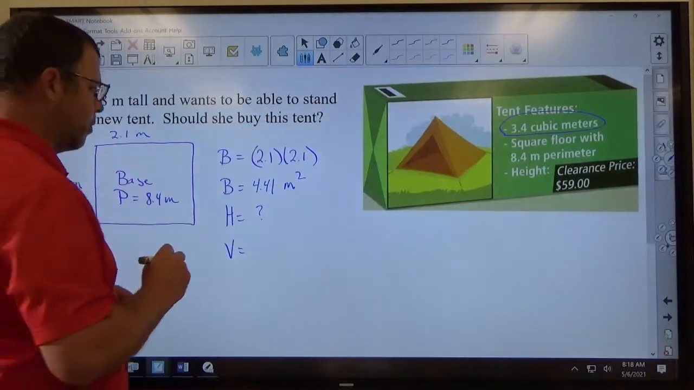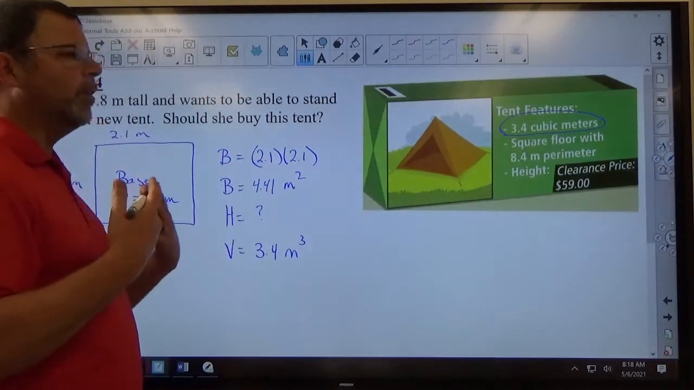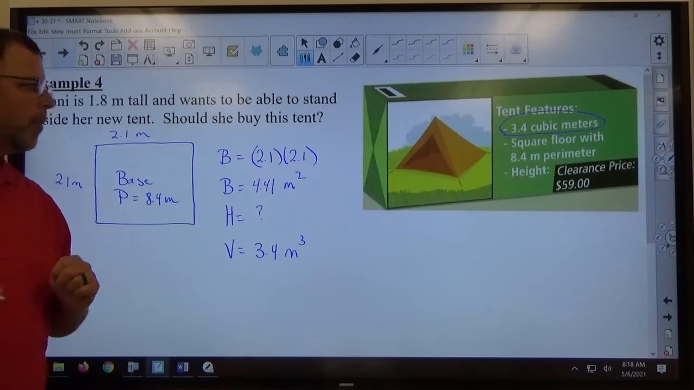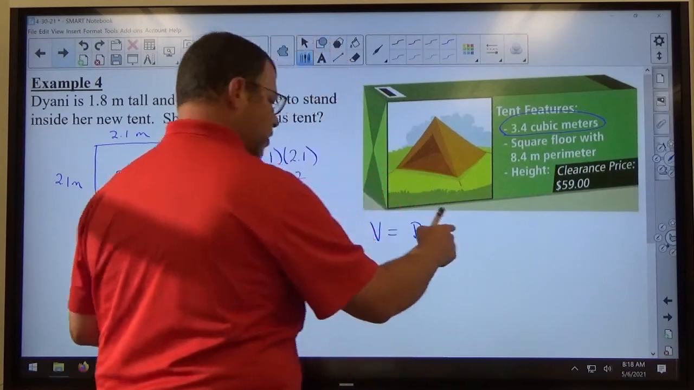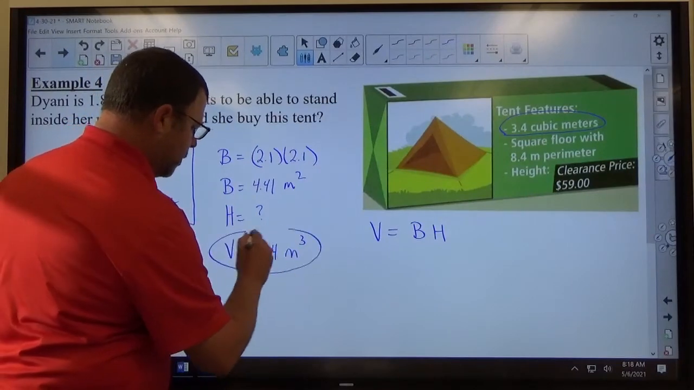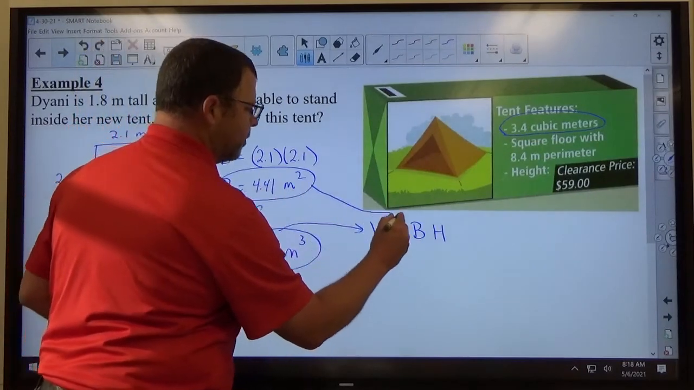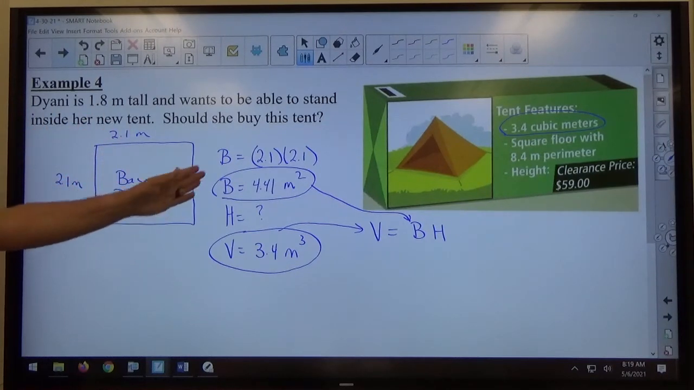We know the volume is 3.4 meters cubed. And I want you, when you see these formulas, quite often we're just trying to find the volume, right? So we're just doing this side of it, the BH part of it. But the official formula for volume is volume equals area of base times height. 3 variables altogether. V is a variable, B is a variable, H is a variable. V is known, so V can be replaced. B is known, so B can be replaced. H is not known, so H can be found. All right? So if we substitute into that formula everything we know, the volume and the area of the base, the height will be left over.